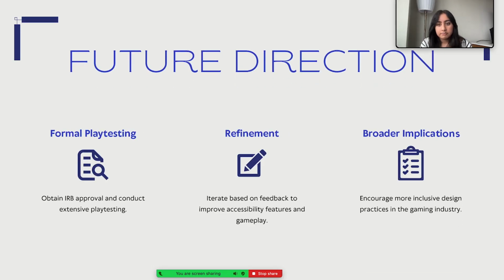Future direction. Getting IRB approval for official playtesting is one of the project's upcoming milestones. This will give insightful feedback on how successfully players are taught about accessibility in games and identify areas for improvement. To make the experience even more impactful, I intend to improve accessibility features and add more educational content to the game as I polish and iterate in response to your feedback.